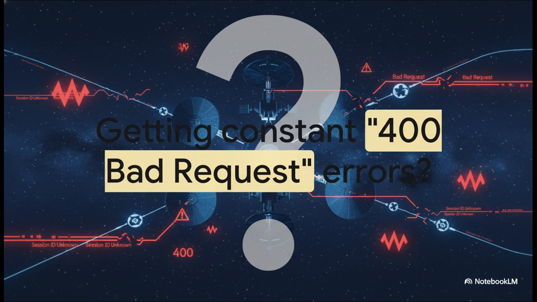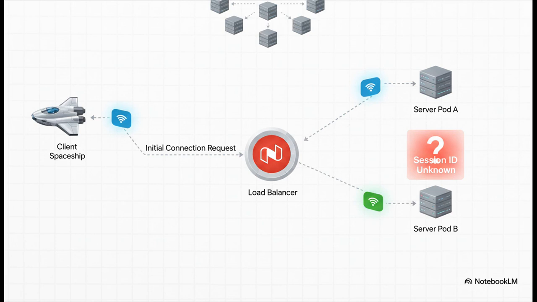I can almost guarantee you this is the first error you will see when you deploy a WebSocket app for the first time. A constant stream of 400 bad request errors, maybe with a little message like session ID unknown. So, what on earth does that mean? The cause, almost every single time, is a load balancing problem. You see, the initial socket.io handshake actually involves a couple of different HTTP requests. If your load balancer, Nginx, sends the first request to one server process, but then sends the second request to a totally different one, well, that second process has no idea who you are.